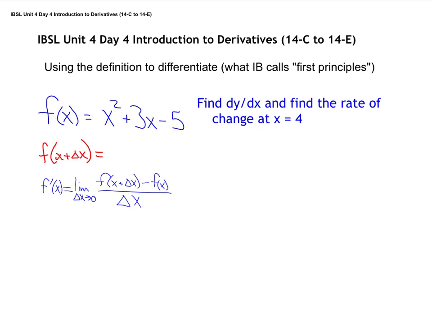All right, so we've looked at the definition of the derivative, or the first principles idea. Let's look at how we could use this to differentiate a function. We want to find the rate of change of this parabola at x equals 4.